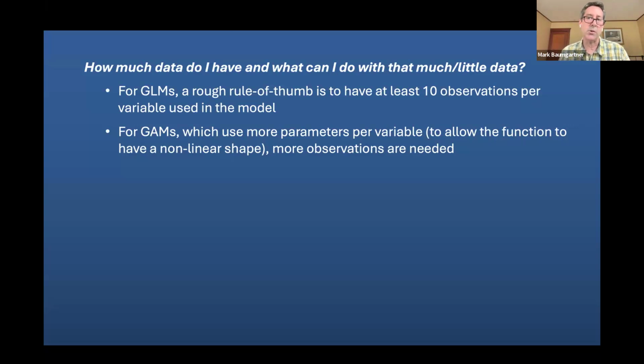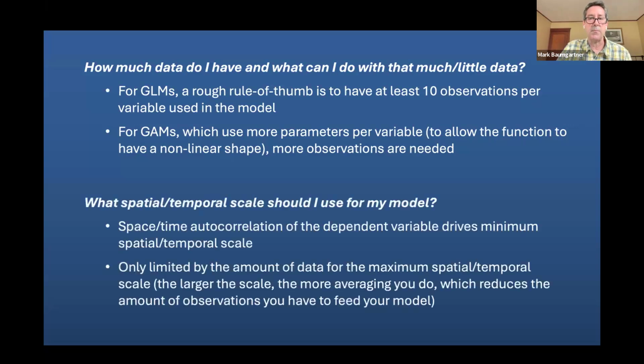This also goes into your choice of what modeling approach you use. Generalized additive models need more data than even a generalized linear model, because you're fitting more parameters to allow your curves, your lines, to basically curve. You need more observations. So that's something quite important to think about.